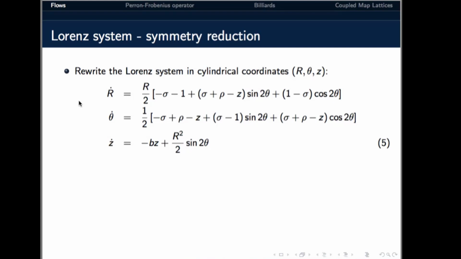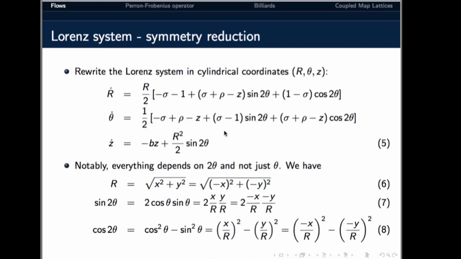Then if you rewrite the Lorenz system in these coordinates, you realize that every time the angle appears, the angle is actually doubled. So for the transformed equations for r dot, theta dot, and z dot, everything depends on sine 2 theta and cosine 2 theta, besides r and z.